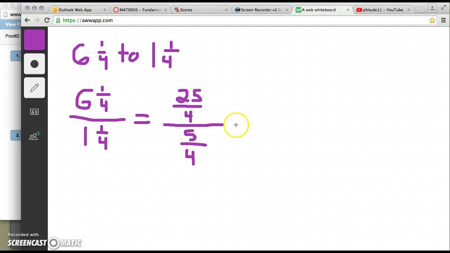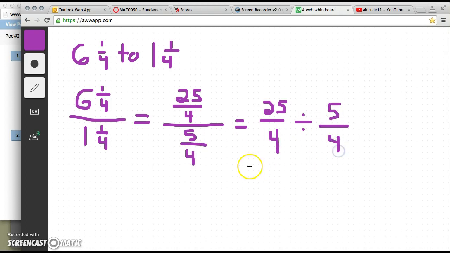Now, we're dividing two fractions, so let's perform that division and see what number we get when we get done. So 25 all over 4 divided by 5 over 4. Remember, guys, that dividing by a fraction is the same thing as multiplying by the reciprocal. So this is the same thing as 25 all over 4 times 4 over 5.